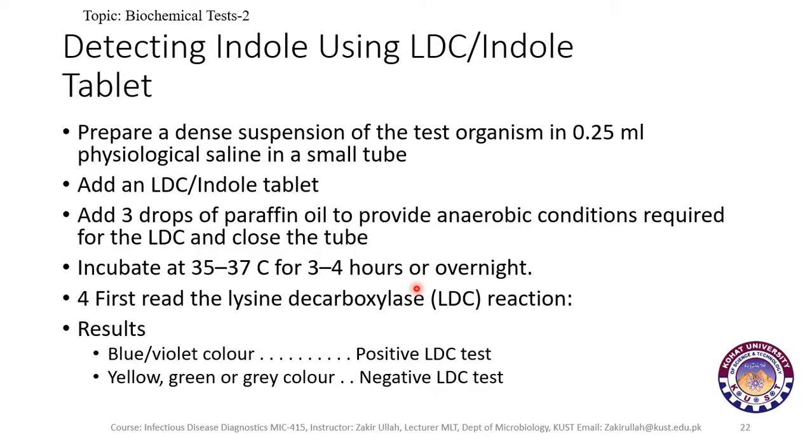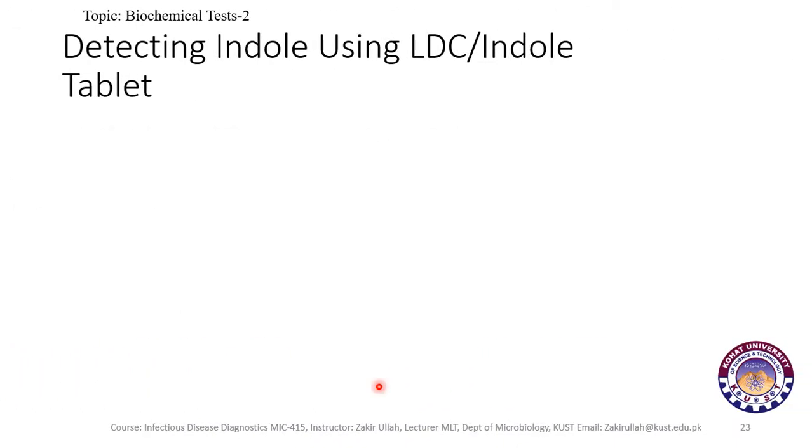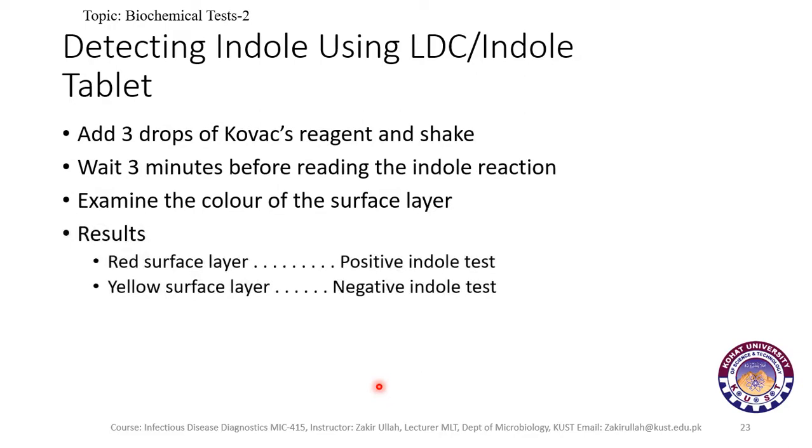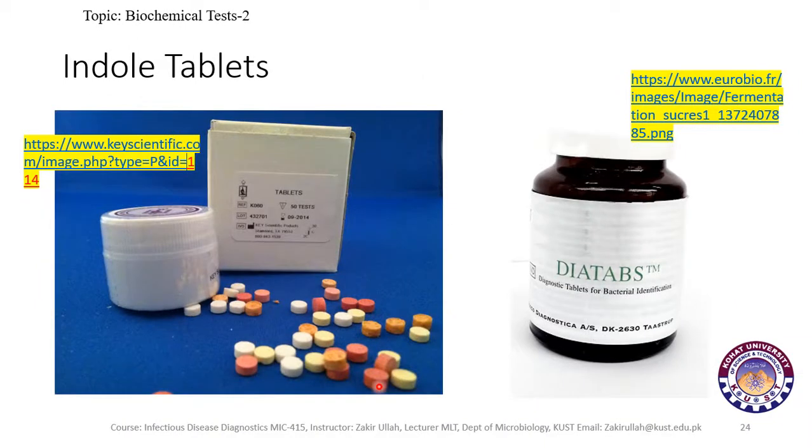And this LDC, lysine decarboxylase, is also performed, and it is a tablet mixed with the indole. So the positive LDC gives a blue or violet color, and negative LDC gives a yellow, green or gray color, and this is the end result of the indole LDC tablet. These are the tablets which are required for performing this indole, LDC and beta glucuronidase test.